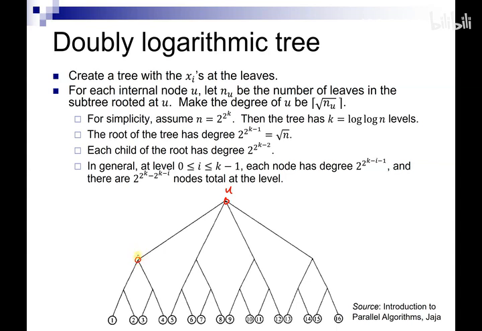Now over here, if you look at this u, the number of nodes in its subtree is 4, and so we're going to make the degree of that the square root of 4, which is 2.